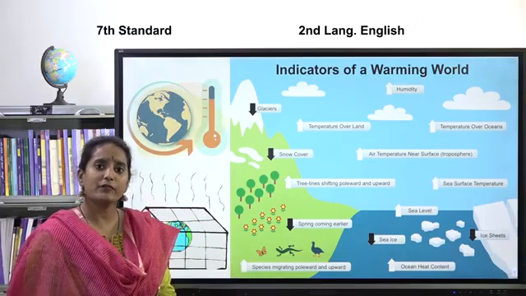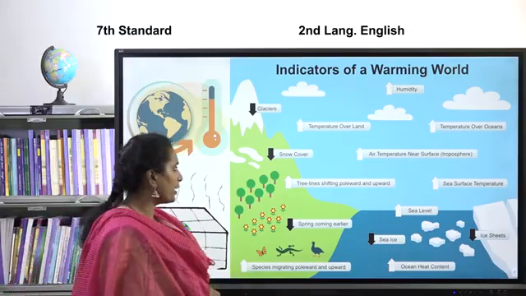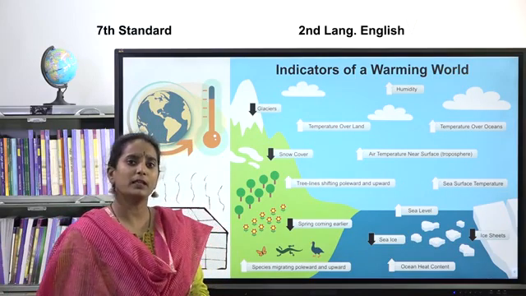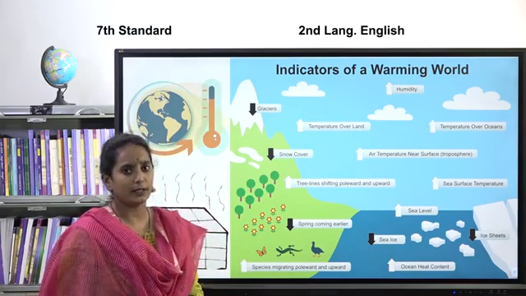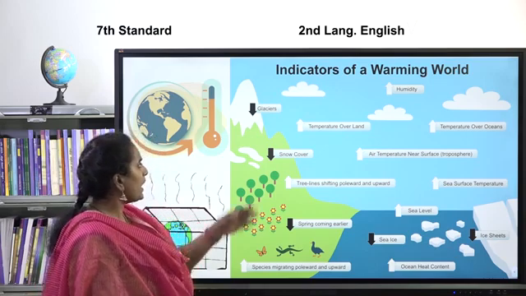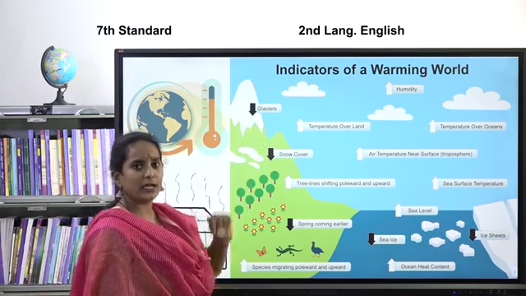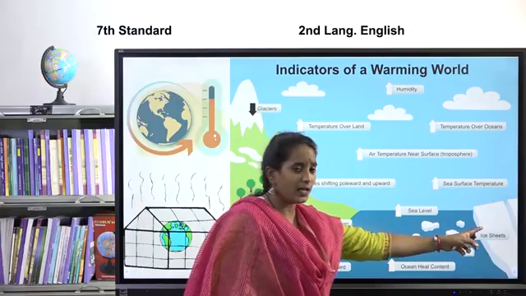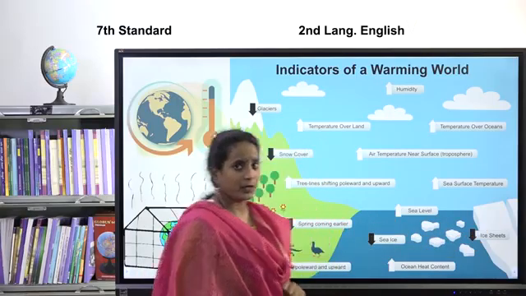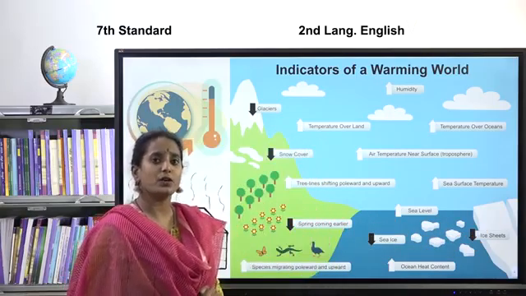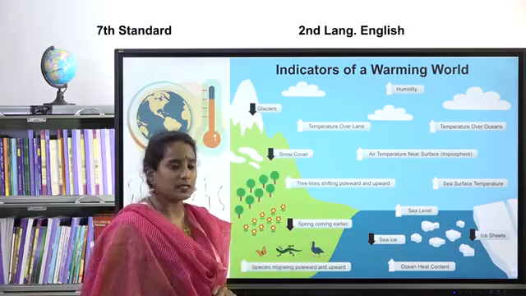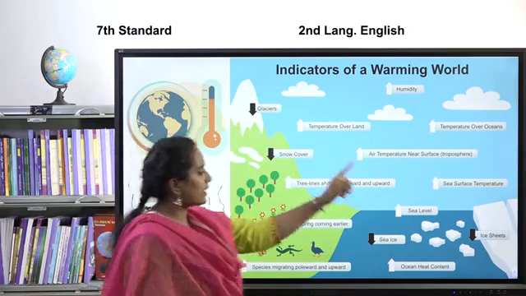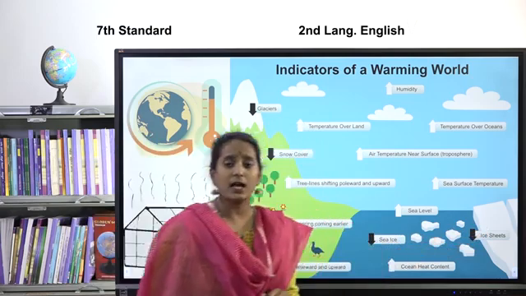Now let's look at the effects of global warming. Global warming ಇಂದಾಗಿ ಏನೆಲ್ಲ changes ಉಂಟಾಗ್ತಾ ಇದೆ ಅಂತ ನೋಡೋಣ. As you can see here, these are the glaciers and here are the ice sheets. Now, as the temperature of the Earth's surface increases, the glaciers and the ice sheets start melting.